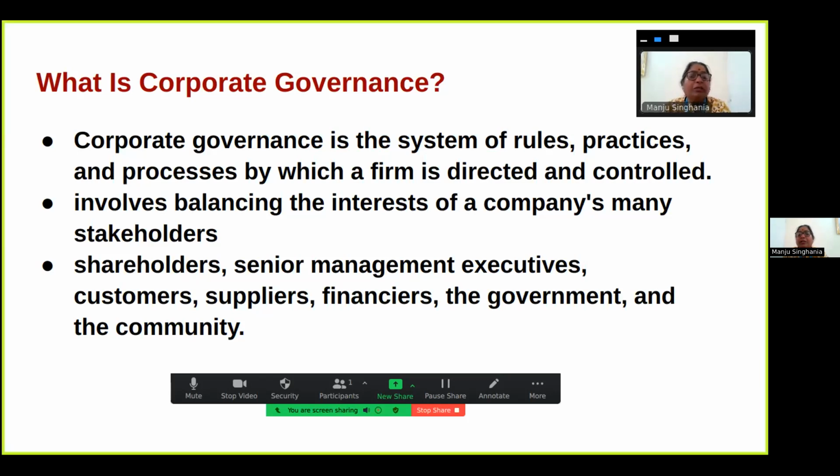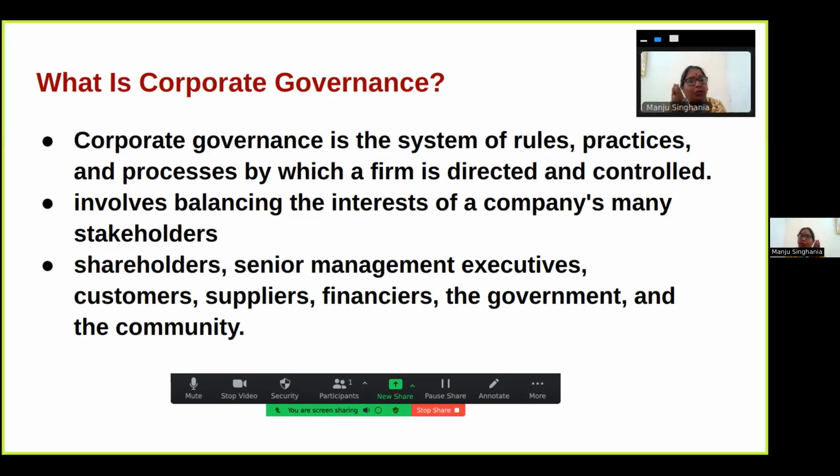So corporate governance is a system. When we talk about the system, what does it consist of? The system consists of three things. What are these three things? One is the set of rules and regulations. Then, what are the different practices?